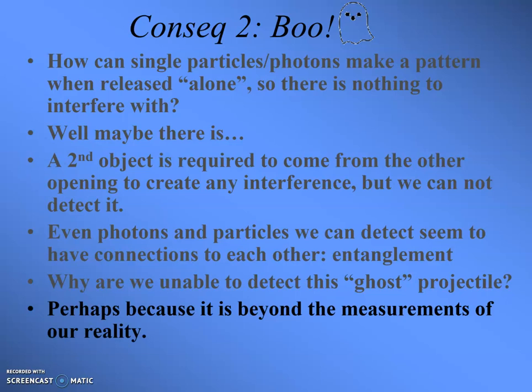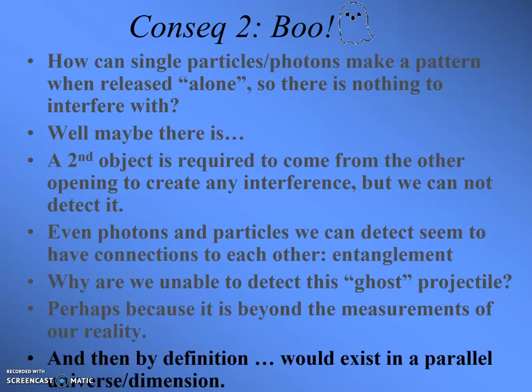What we actually live in is our reality, what we can actually feel and measure and interact with. And maybe it is beyond our measurements of reality. And then by definition, it could possibly exist in a parallel universe or dimension. So the Young experiment, having interference patterns when you're only releasing one thing at a time, is possible evidence that there are parallel universes and parallel dimensions out there, and somehow the particles are able to connect and link to each other between dimensions. It's kind of weird and strange, but that is one of the main ideas behind it.